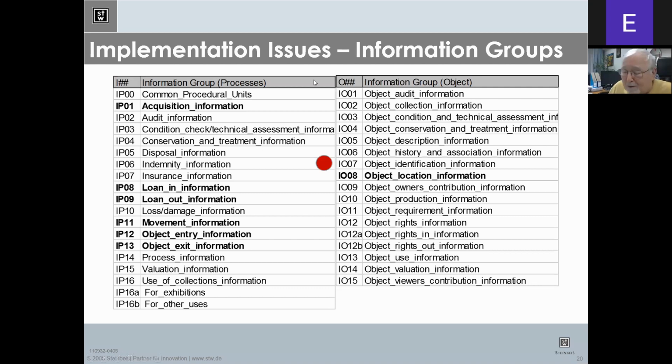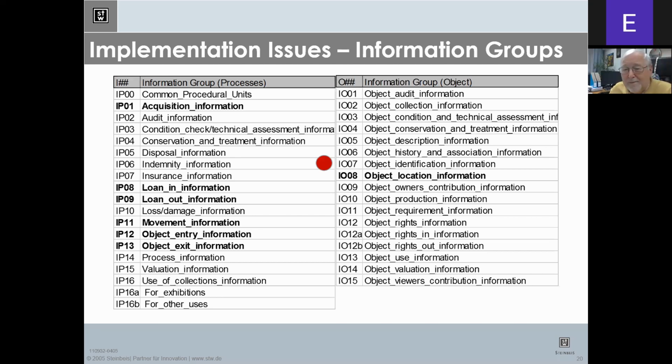And you have here groups which belong to common procedural units. What is a common procedural unit? For example, an address of a person. So we have different roles: we have persons, we have objects, and so on. And with a person, you have an address. This is a common thing. It's not dedicated to an object or something. We have acquisition information, audit information, and so on.